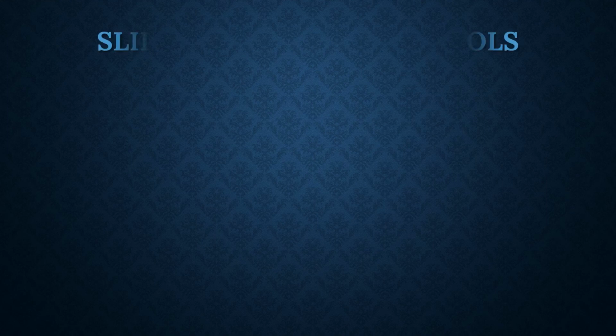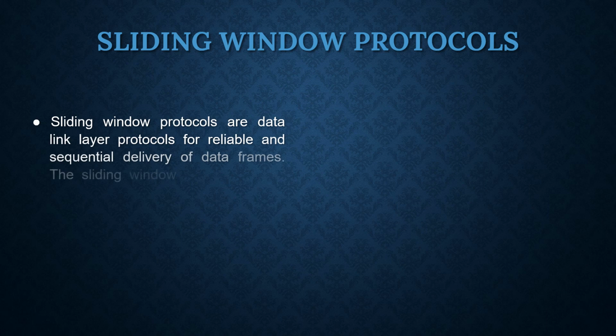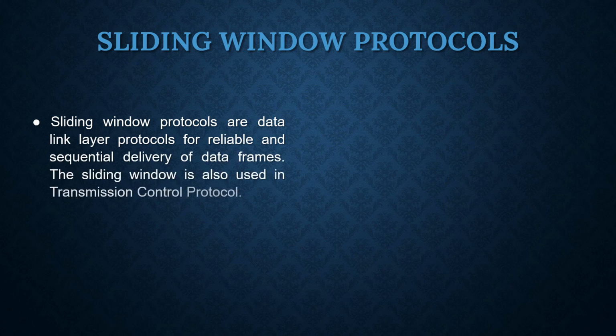Sliding window protocols. Sliding window protocols are data link layer protocols for reliable and sequential delivery of data frames. The sliding window is also used in the transmission control protocol. In this protocol, multiple frames can be sent by a sender at a time before receiving an acknowledgement from the receiver. The term sliding window refers to the imaginary boxes to hold frames. Sliding window method is also known as windowing.